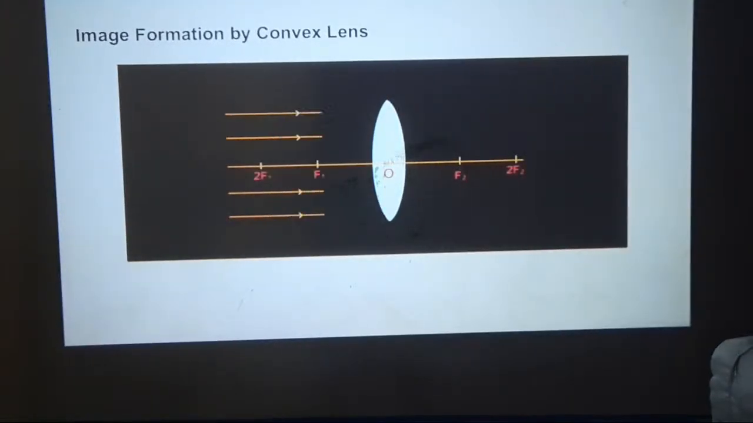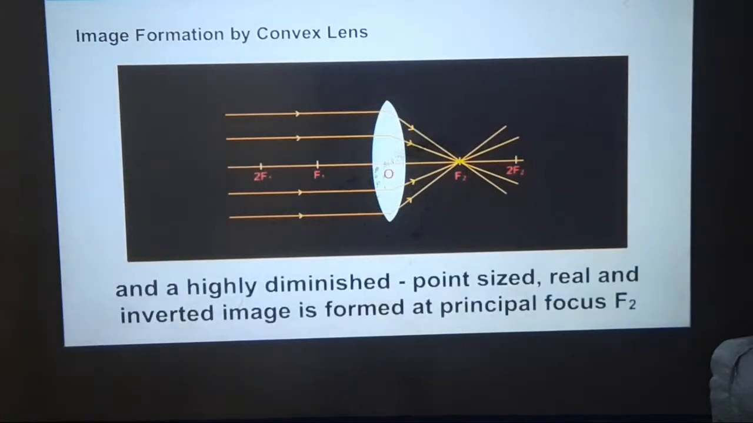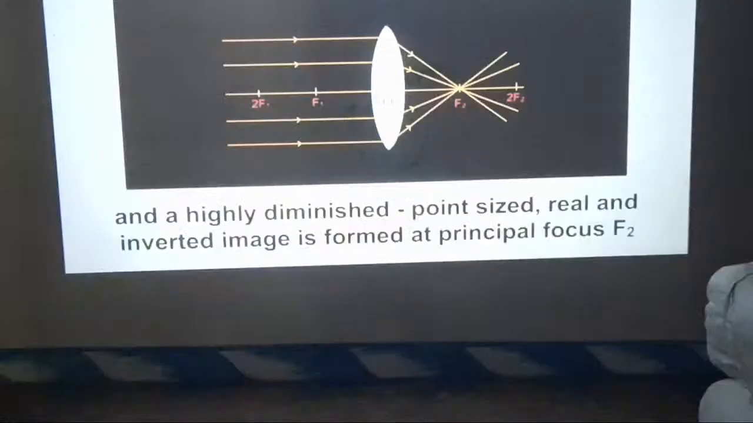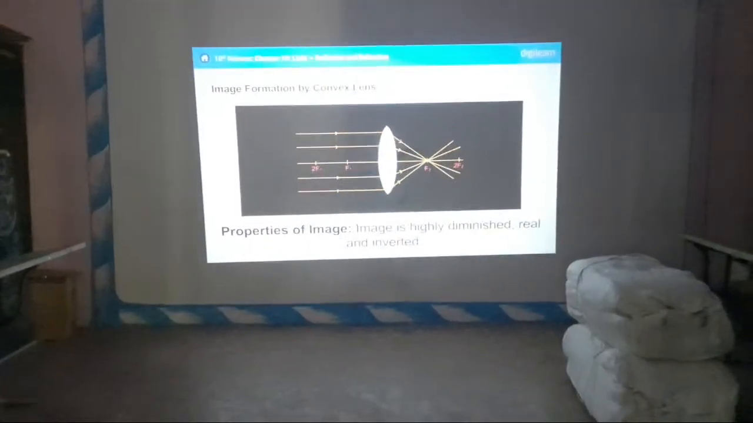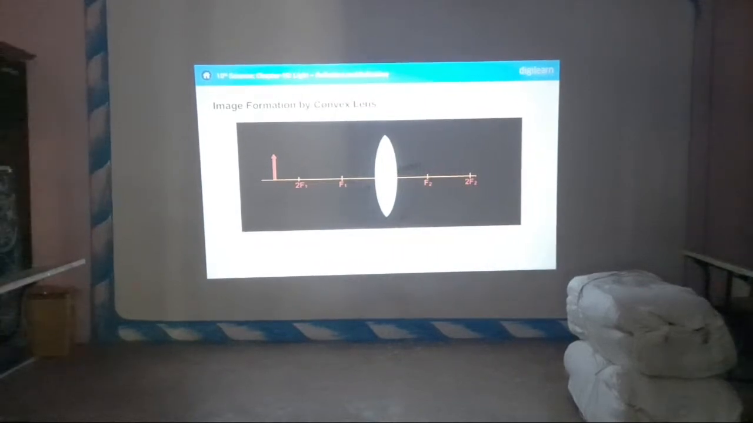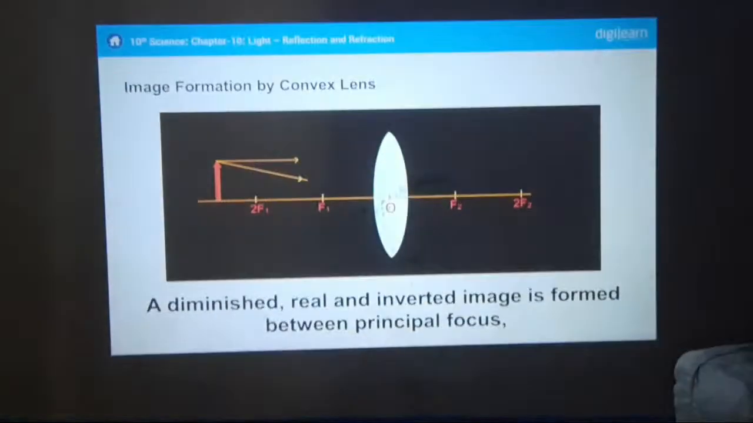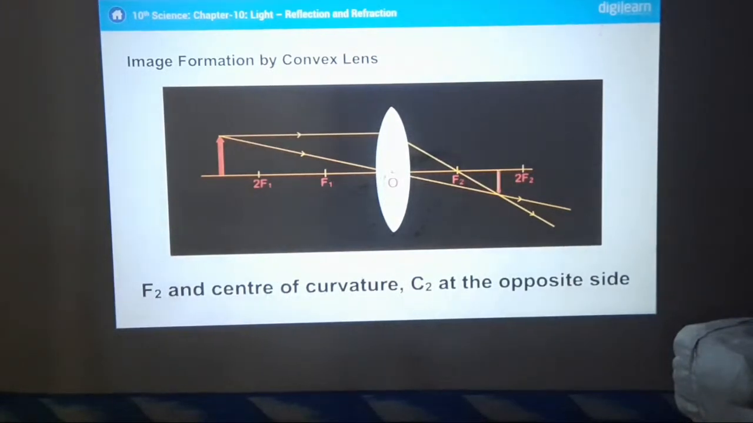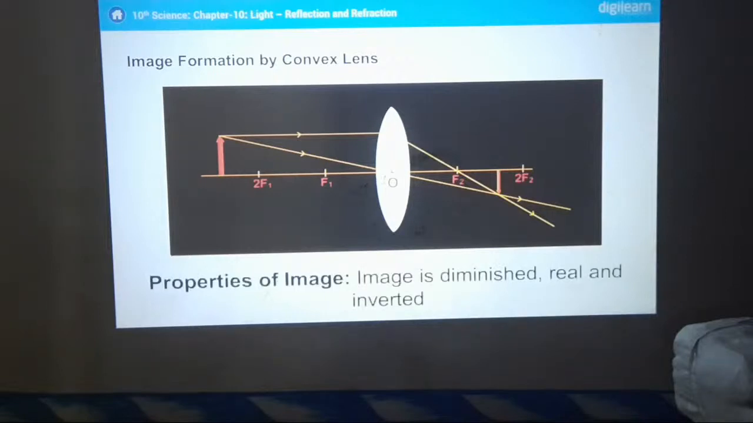Object at infinity. A convex lens converges parallel rays coming from an object at infinity, and a highly diminished, point-size, real and inverted image is formed at principal focus F2. Properties of image: the image is highly diminished, real and inverted. Object beyond center of curvature C1 or 2F1. A diminished, real and inverted image is formed between principal focus F2 and center of curvature C2 on the opposite side, where an object is placed beyond C1 of a convex lens. Properties of image: the image is diminished, real and inverted.